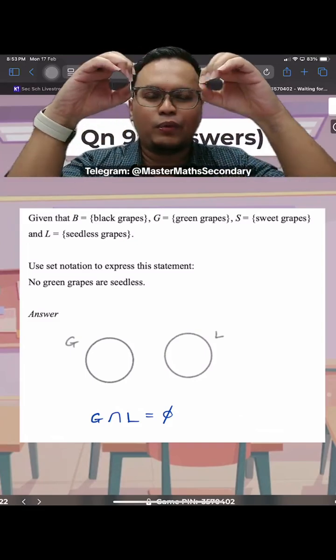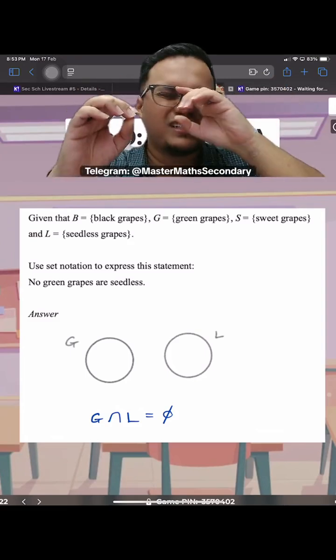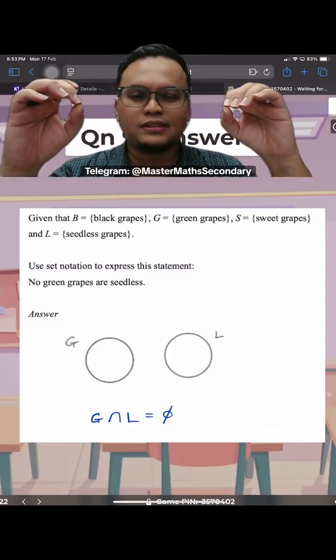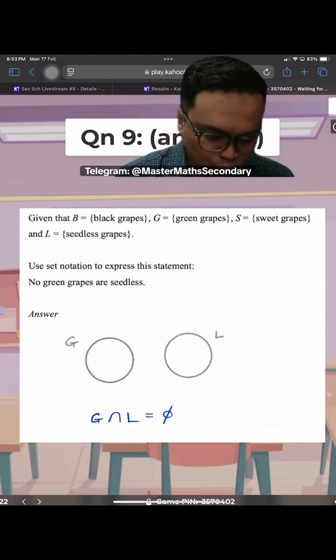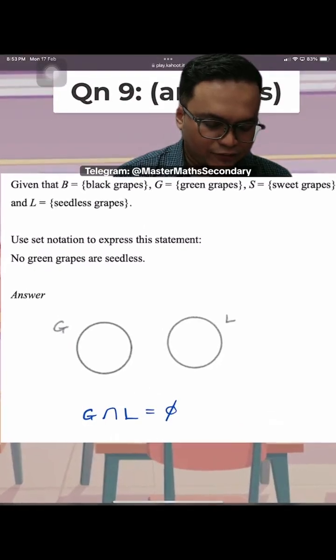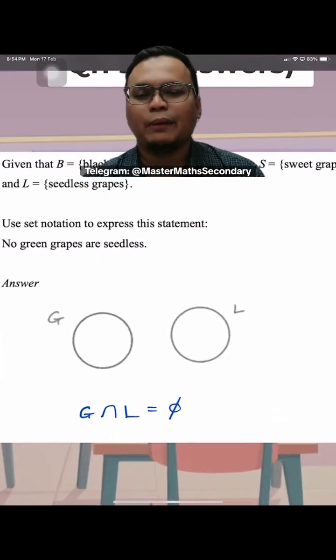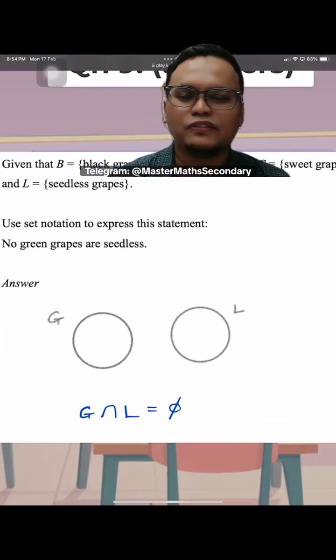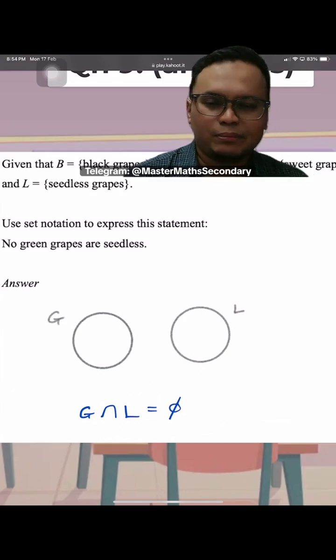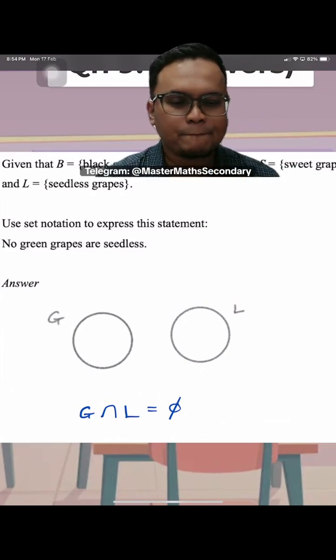Therefore, they are what we call disjoint sets. I repeat myself, they are what we call disjoint sets, sets that do not overlap. There's no intersection. So due to the fact that they don't intersect, we say that the intersection is an empty set. The intersection of G and L is just an empty set, a null set.